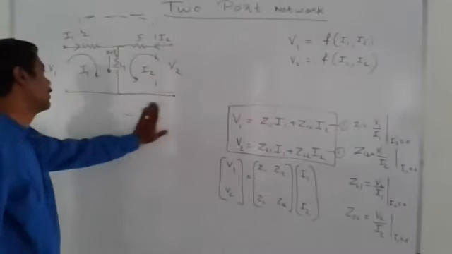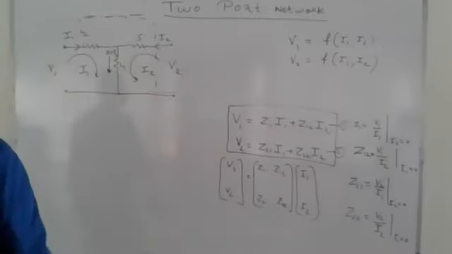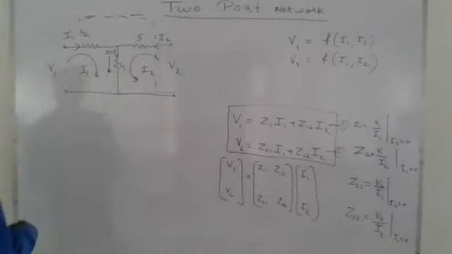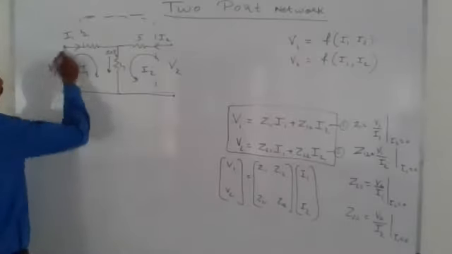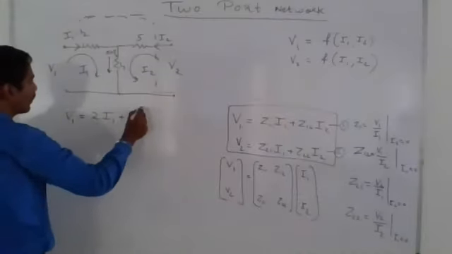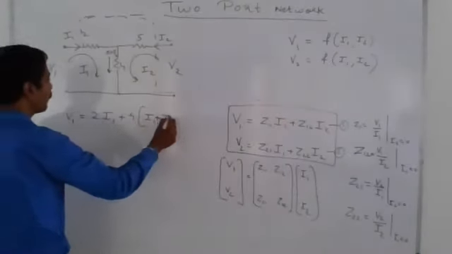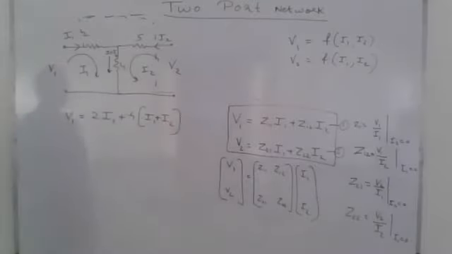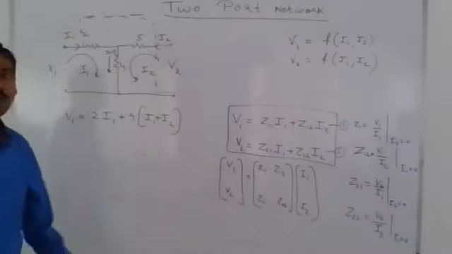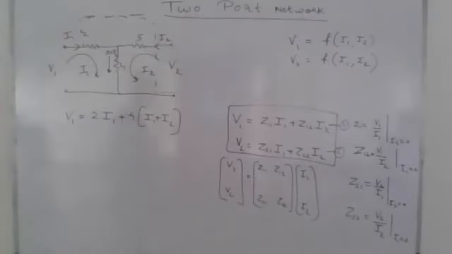Just write the Kirchhoff voltage equation. If you are a master of Kirchhoff voltage law, there is no need to worry about this unit. Two-port network analysis is entirely based on Kirchhoff voltage law. I can write the equation V1 is equal to 2I1 drop plus 4(I1 plus I2). You can write V1 is rise, and 2I1 and 4(I1 plus I2) are drops. Rise is equal to drop. I hope everybody understood this equation. Anybody having confusion can ask.